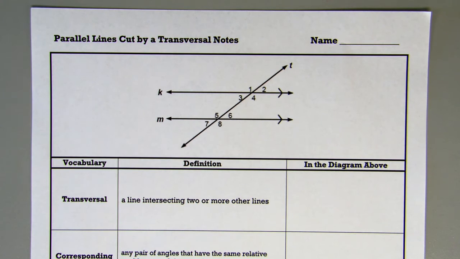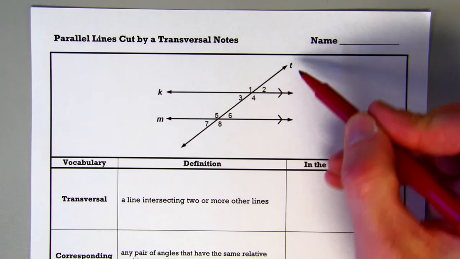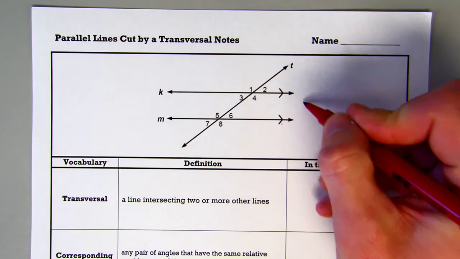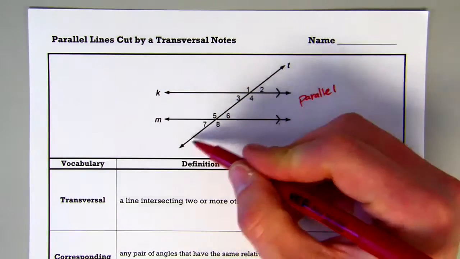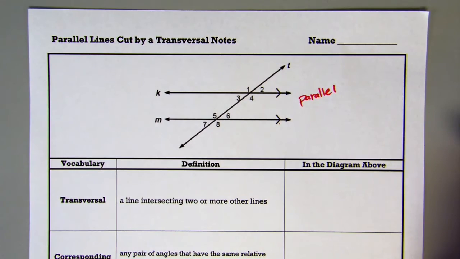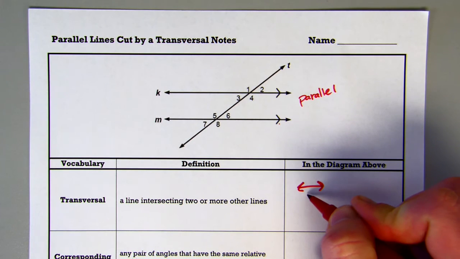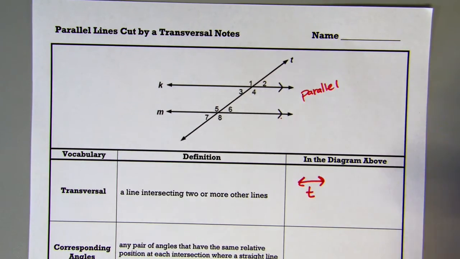The first word we're going to talk about is transversal. It's a line intersecting two or more other lines. So in this case, our line T is our transversal. Our lines K and M, by these two symbols, are parallel. And that line T is cutting through them. It's intersecting them. So line T, that's our transversal line.